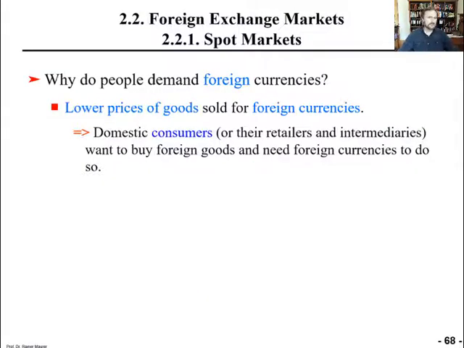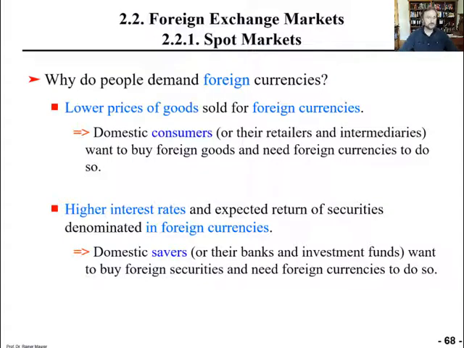Why do people demand foreign currencies at all? Well, one motive are lower prices for goods sold for foreign currencies, typically in other currency areas. In such a case, domestic consumers or their retailers and intermediaries want to buy foreign goods and need foreign currencies to do so.